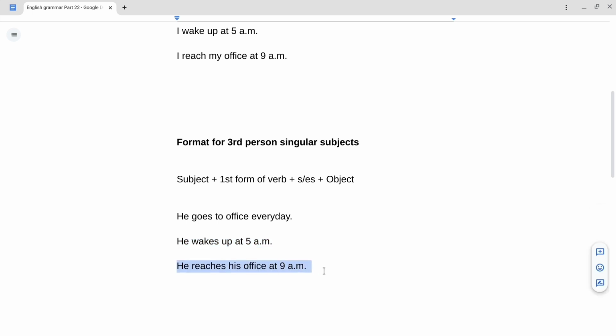He reaches his office at 9 a.m. I reach my office. That's my habit. 9 a.m. is the time when I reach my office every single working day. Just like that, he reaches his office at 9 a.m. means 9 a.m. is the time when he also reaches the office every day. Got it? So that's his habit. So when we talk about habitual actions of third person singular subjects like he, she, John, Mary, Sam or any name, we can add first form of verb. With first form of verb we can add s or es.